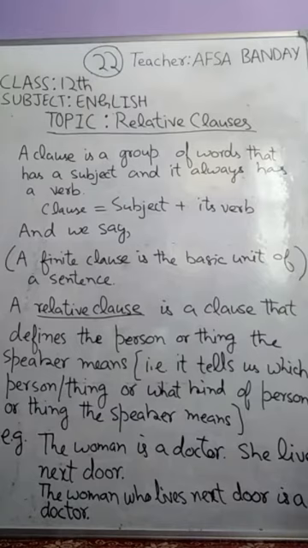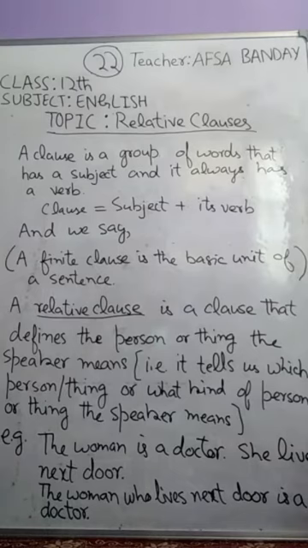Coming to our topic, relative clause. What is the definition of a relative clause? A relative clause is a clause that defines the person or thing the speaker means. That is, it tells us which person or thing or what kind of person or thing the speaker means. For example, the woman is a doctor, she lives next door.